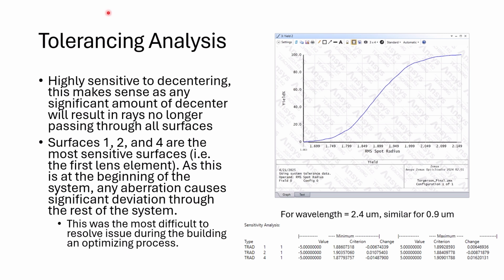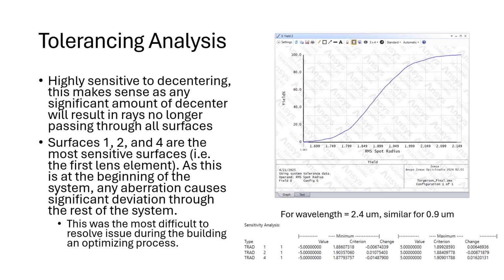So additionally, a tolerance analysis was performed for this system, and it was found that this system is highly sensitive to decentering, which makes sense considering that any significant amount of decentering, especially in the first two lens elements, will result in rays that are no longer passing through all surfaces, which was the primary issue.